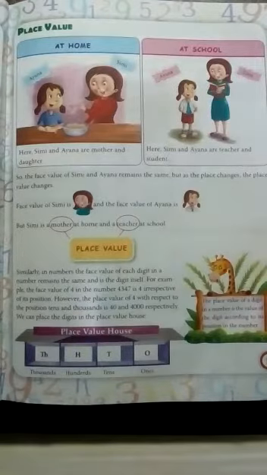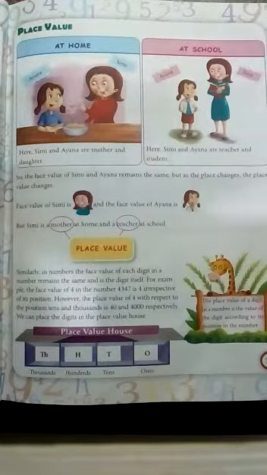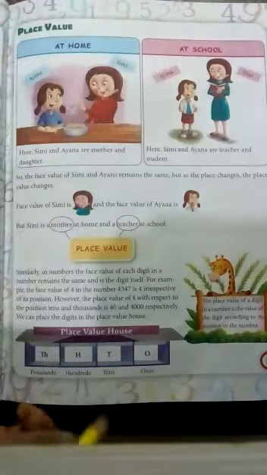Continue. Today I will teach you place value and face value. The face value of each digit in a number remains the same and is the digit itself. But the place value of a digit in a number is the value of the digit according to its position in the number. Now here is an example.